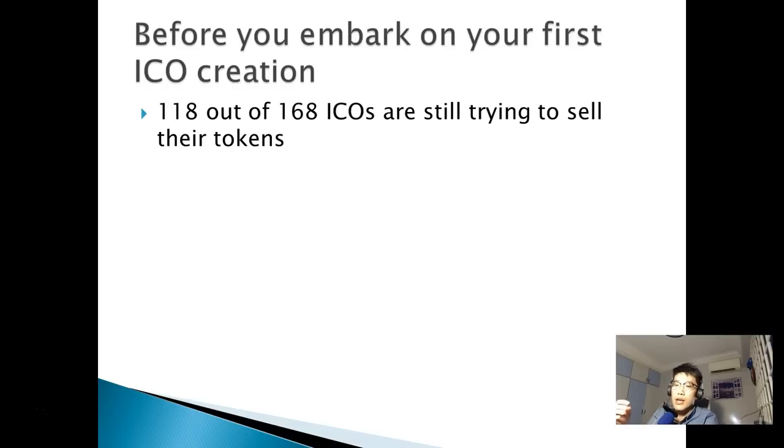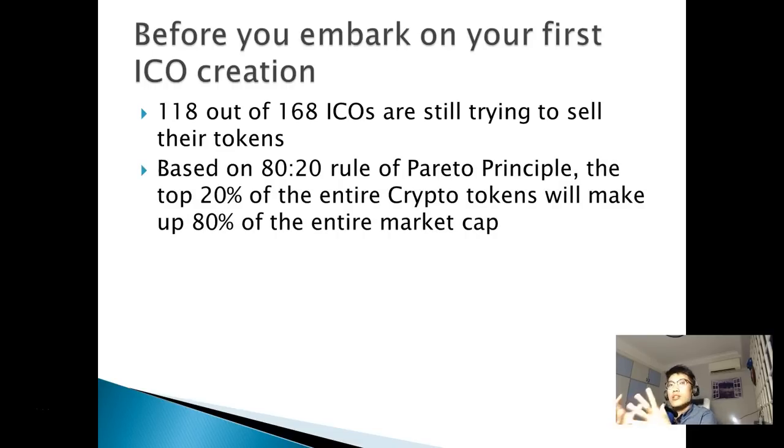Well done. Next, based on the 80-20 rule of the Pareto principle, the top 20% of the entire crypto tokens will make up the 80% of the entire market cap. What do I mean? It means out of all the ICOs that are going to be launched, only 20% will make it. And out of that 20% that make it, they're going to be in the top 100, and then they're going to be pushed up again. And whether they can survive is totally up to them.